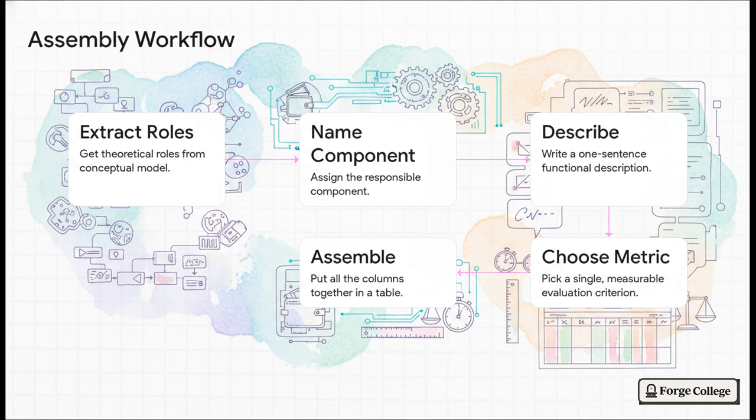Step 1, extract those theoretical roles we talked about. Step 2, name the specific concrete component. Step 3, write a crisp, one-sentence functional description. Step 4, choose one, and I mean just one, single measurable criterion. And Step 5, assemble the table. Keep it clean and keep it incredibly focused.